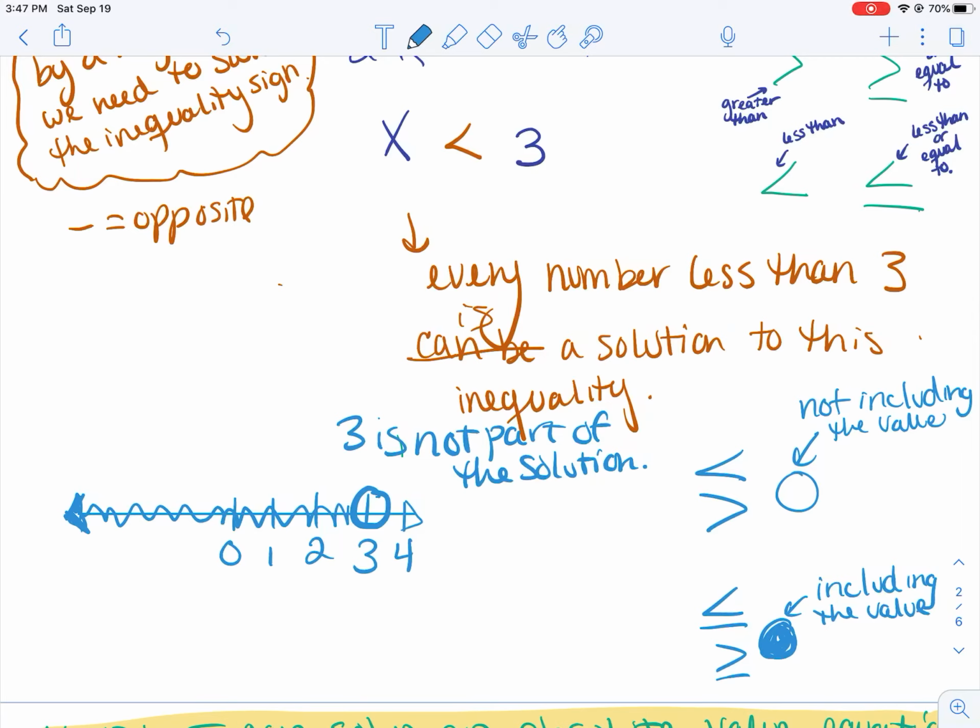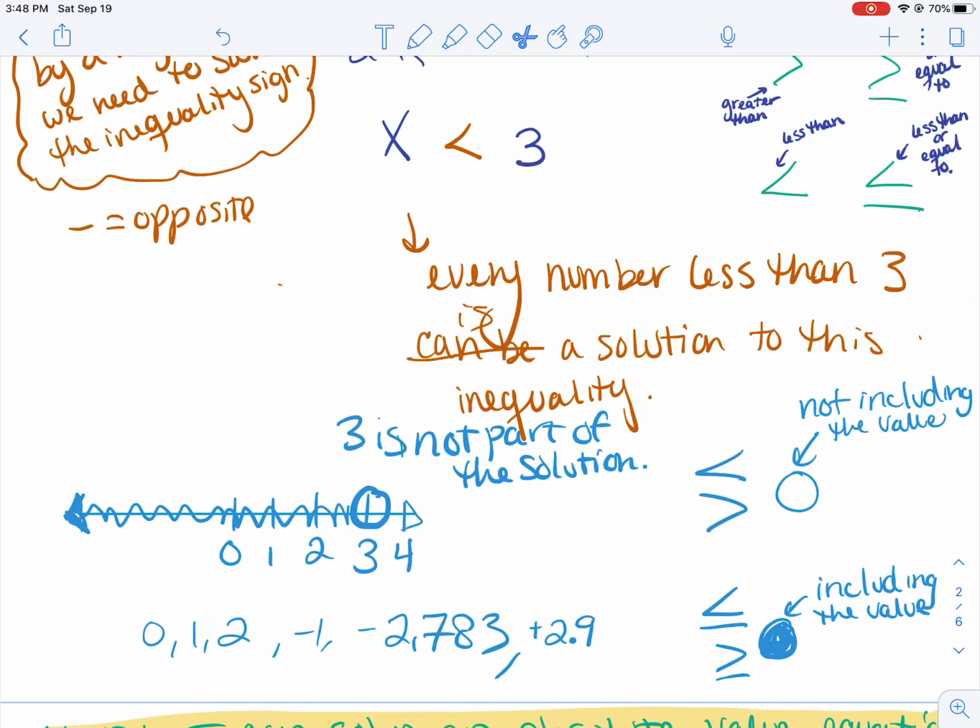And when you think about that, it's not just saying that 0, 1, and 2 are solutions. It's saying -1 is a solution, negative 2,783 would be a solution, negative or positive 2.9 would be a solution, right? Any single number that's less than 3 is a solution to this inequality, okay? And there's actually 2 ways that we can represent this without a number line. So let's take a look at that.